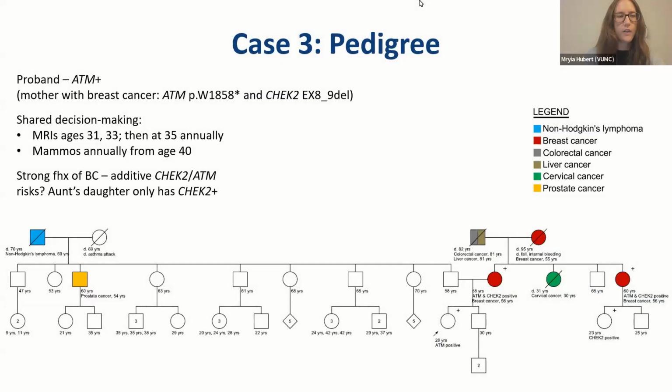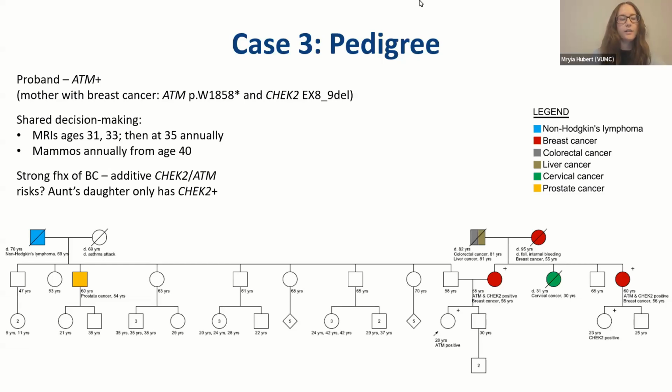So I first saw this patient because she has a family history of her mother having both an ATM mutation and a CHEK2 mutation, with a history of breast cancer at 56. The patient's maternal aunt also had breast cancer diagnosed at age 56, and she also tested positive for both the ATM and the CHEK2 mutation. Interestingly, my patient tested positive for just the ATM mutation, and her cousin, the daughter of the aunt, tested positive for only the CHEK2 mutation.